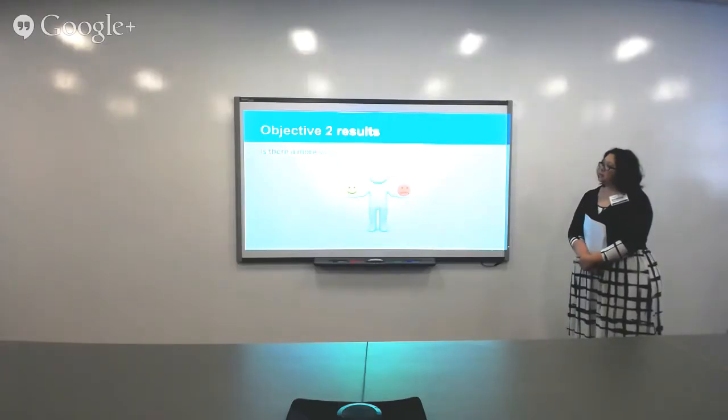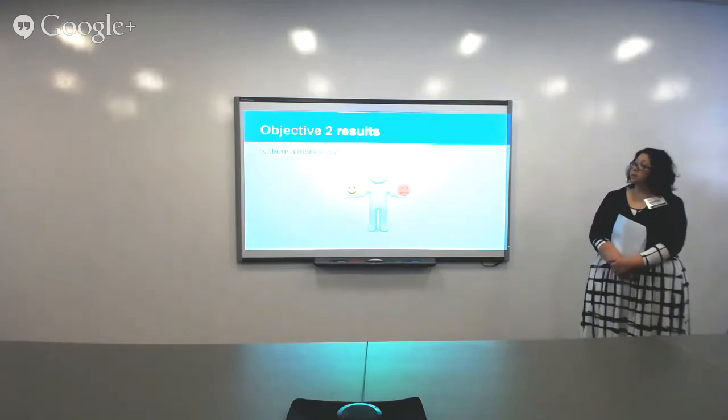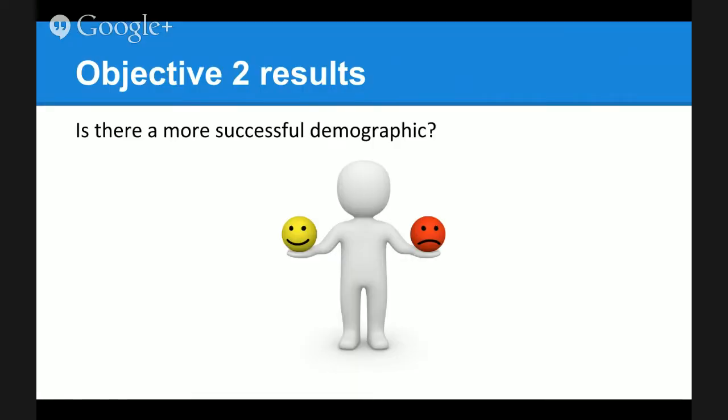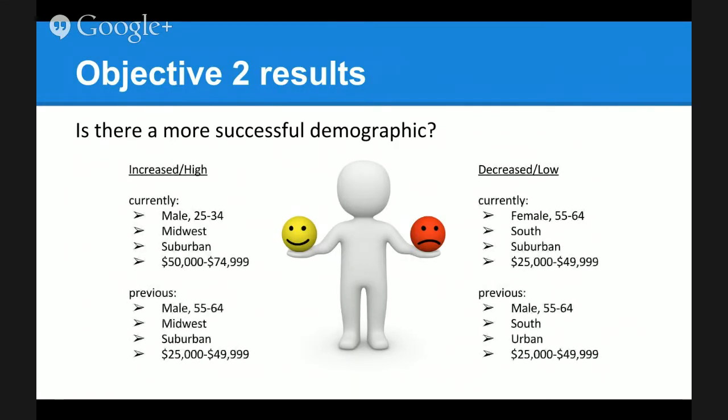So then my next objective was, could I determine a more successful demographic? And here I also wanted to dig into my data a little bit more. So I found the most successful, and I also found the least successful. And then I categorized those two groups into currently or previously to see if I could find anything different. What I found was that the most successful participants were males in the Midwest, and the least successful people came from the South.